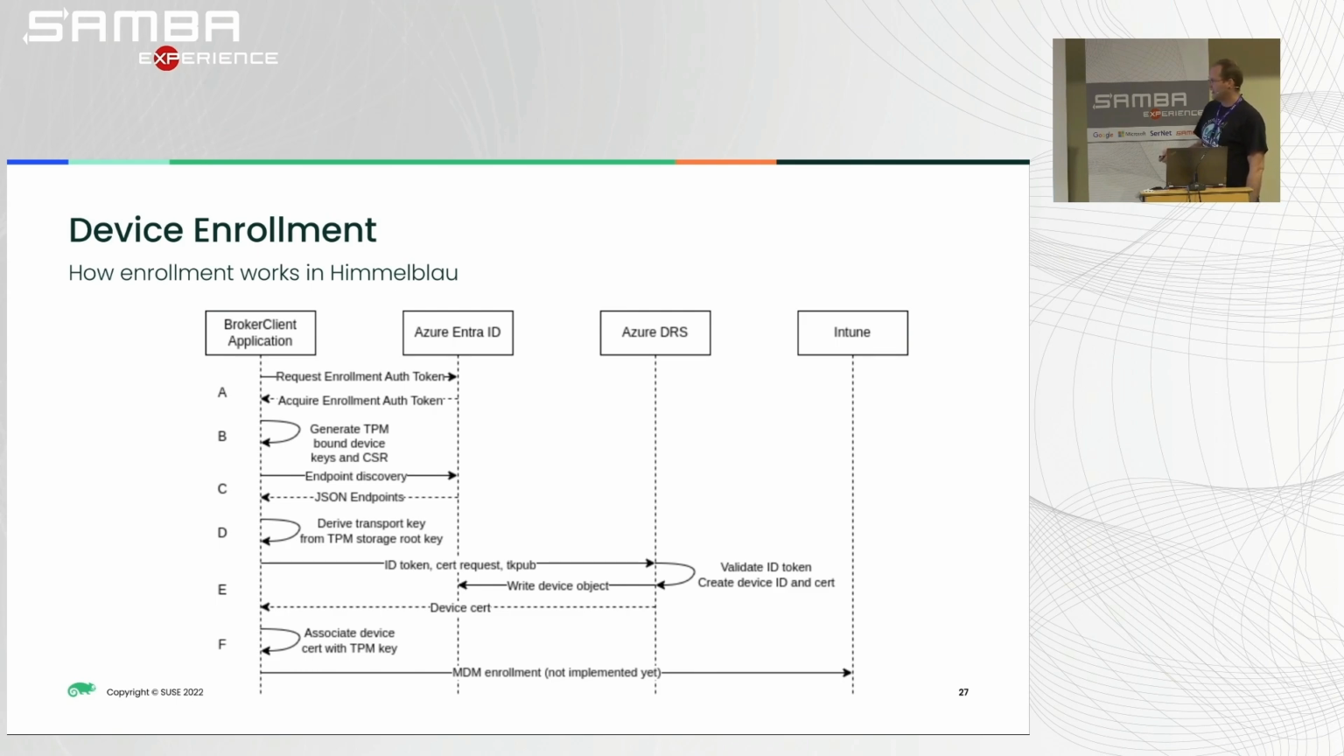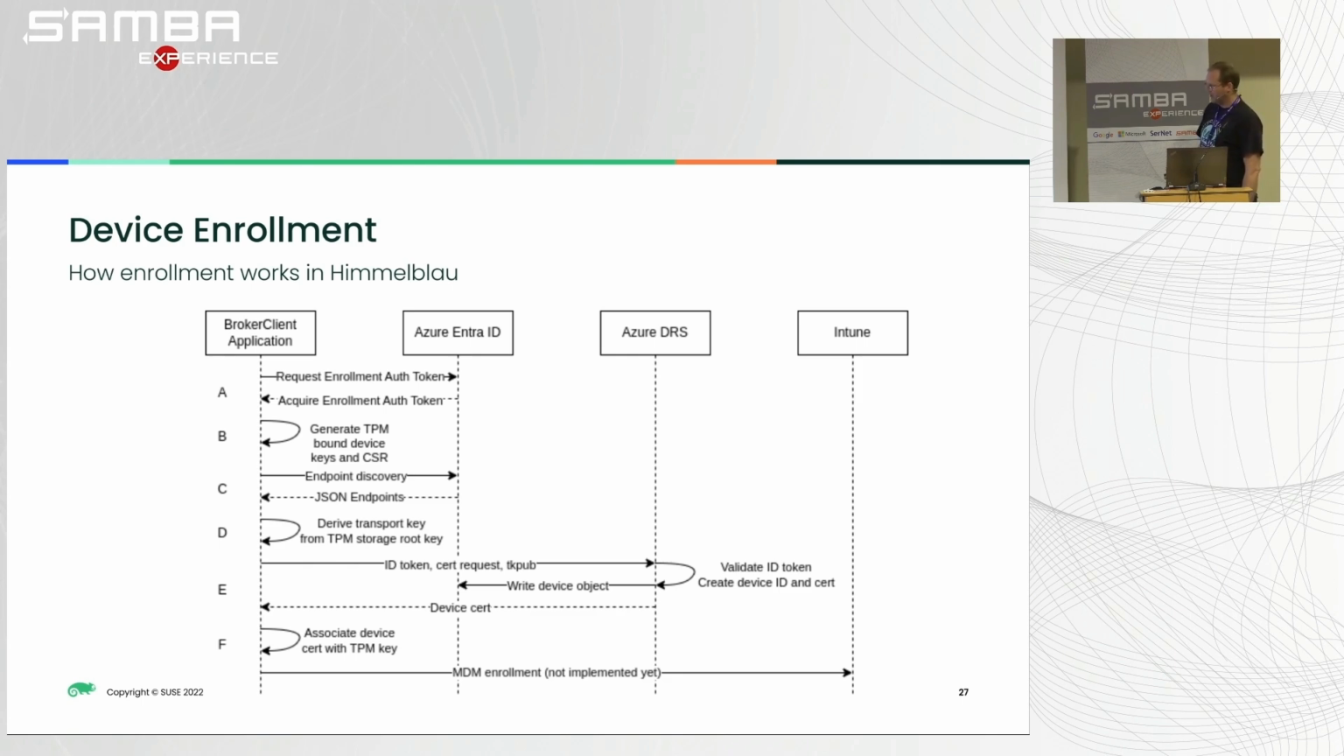You send the endpoint discovery and get a JSON response with all of the endpoints, and then we're going to send the request, which is forwarded on from Entra ID to a DRS service. That's why I call the protocol MS-DRS. That's undocumented because I know that it's being sent to this cloud server called Azure DRS. Azure DRS will validate the token and such, and then generate a CSR, or they'll write a device object back to Azure Entra ID. Afterwards, we'll get the device certificate back. We'll associate that with our TPM bound key.